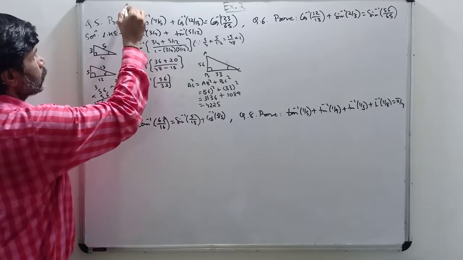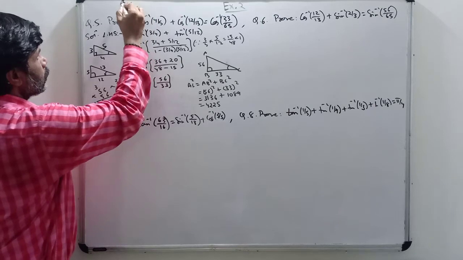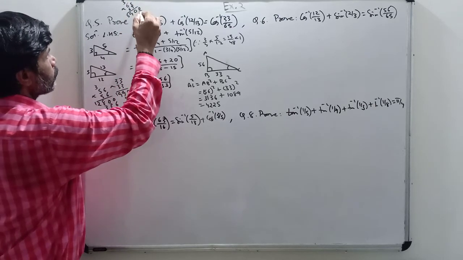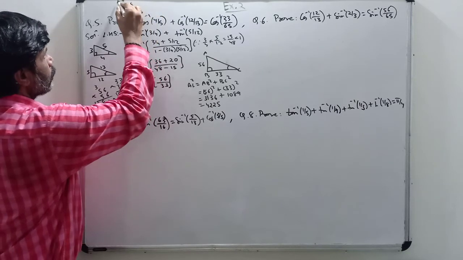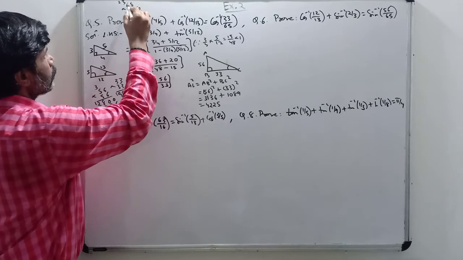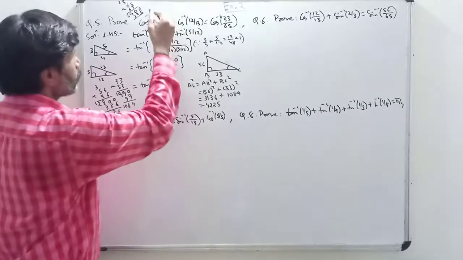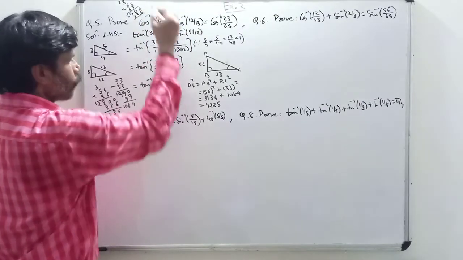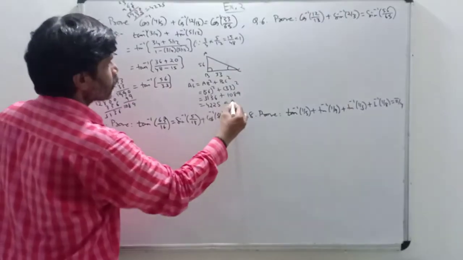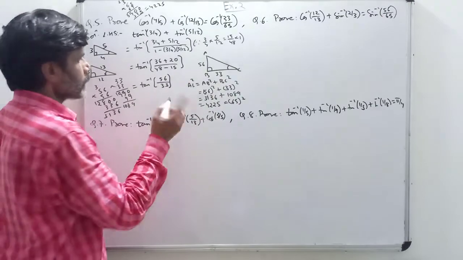Here I'll do 65 into 65. That gives 4225. So this is nothing but 65 square. So AC square is equal to 65 square, therefore AC is equal to 65.